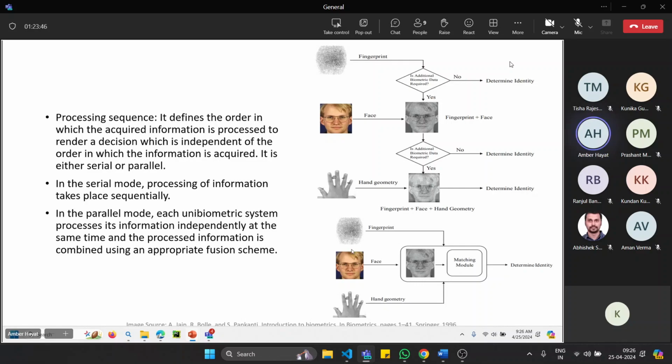Now, similarly for the parallel ones, all the traits will come together. For example, fingerprint, face, hand geometry. So you have to have the sensor which can capture all the traits simultaneously. For hand geometry we can have a different sensor, or for fingerprint and hand geometry one sensor, and another one for the face. It will be captured, and then all the data will go directly to the matching part to find out the identity. So these are the two different ways in which we can acquire the biometric data, in the serial mode or in the parallel mode.